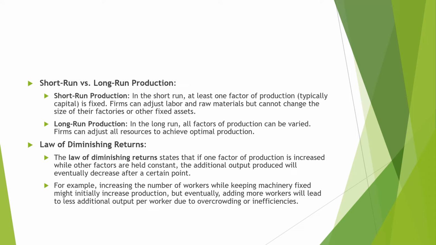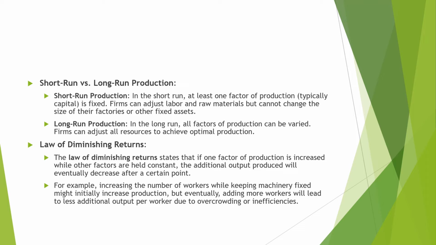Long-run production: in the long run, all factors of production can be varied. Firms can adjust all resources to achieve optimal production. That is, all the resources within the disposal of the firm can be adjusted to achieve what? Optimal production. That is, all the factors of production can be changed. That is long-run production.